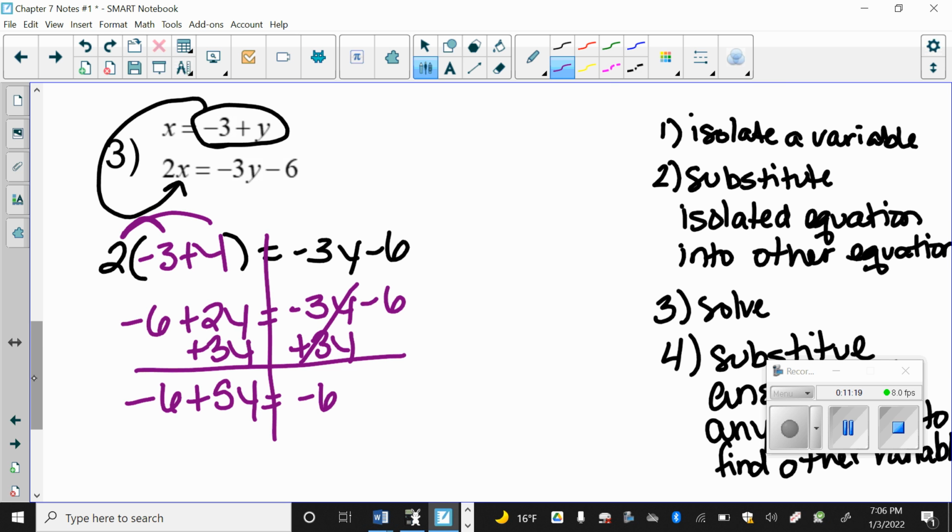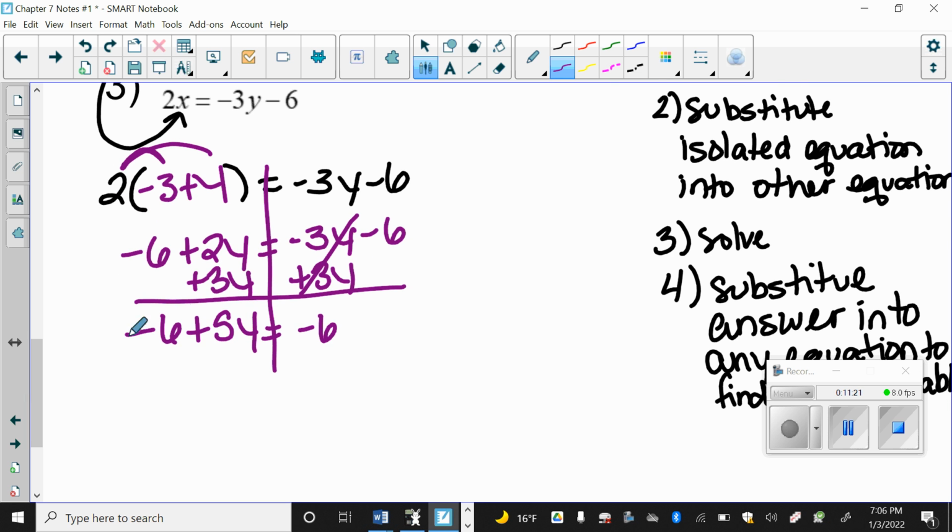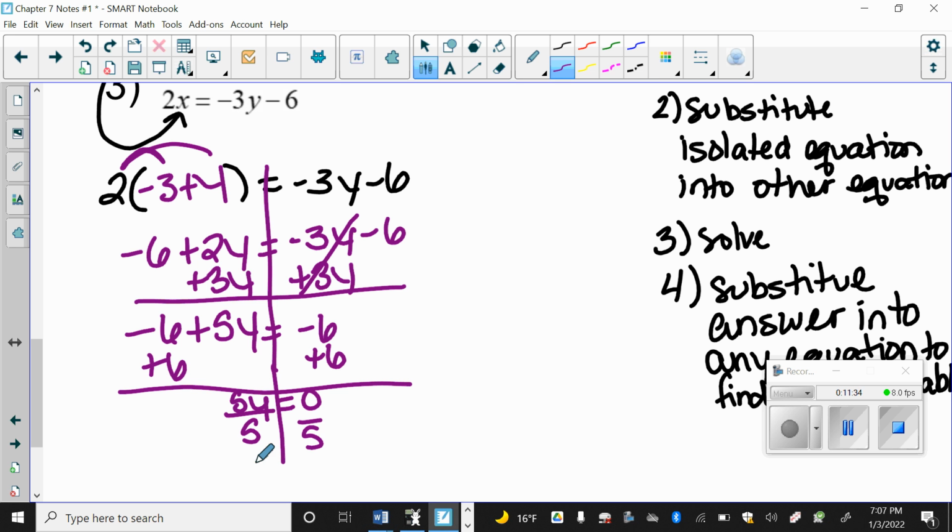And now I'm going to continue solving for y, so I want to get rid of that negative 6 by adding 6 to both sides. So we get 5y equals 0, because negative 6 plus 6 is 0. Finally, divide by 5, so we're left with 1y equals 0.